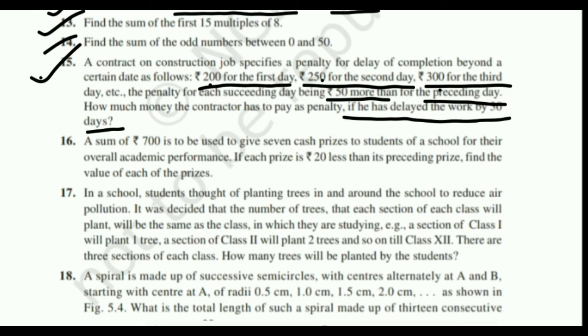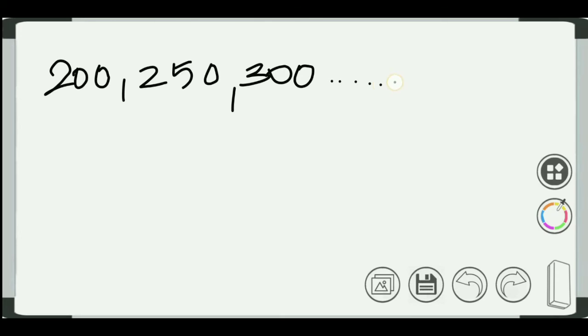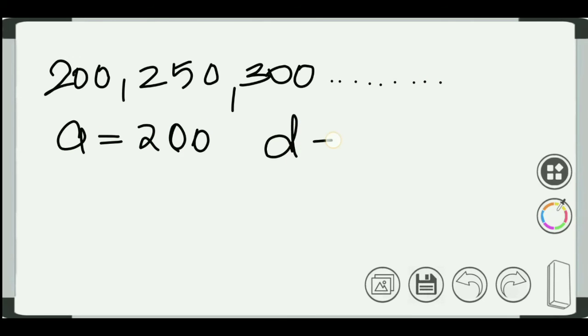As you can see in the question, this forms an AP. The AP is 200, 250, then 300, etc. It goes on. That means your a will be 200, and the common difference will be 50 because it is increasing by 50. So you got a = 200, d = 50. Okay, so the penalty to be paid if the contractor has delayed the work by 30 days is what? Your S30.